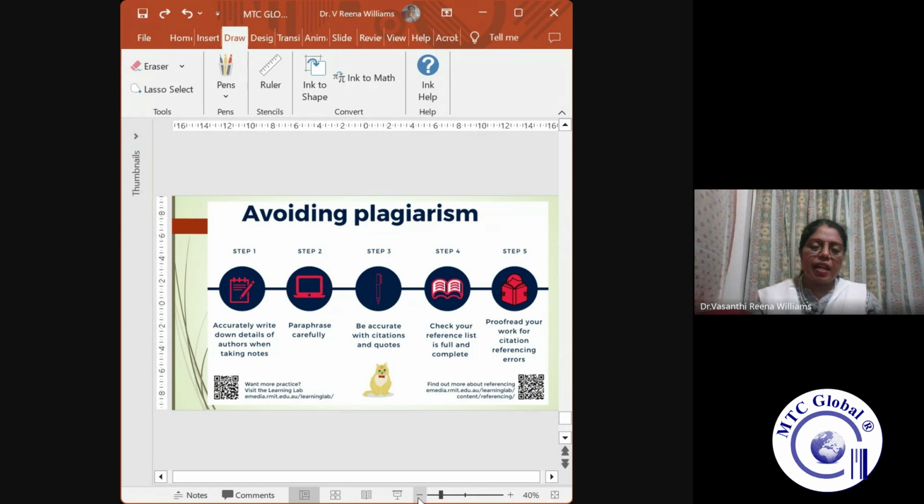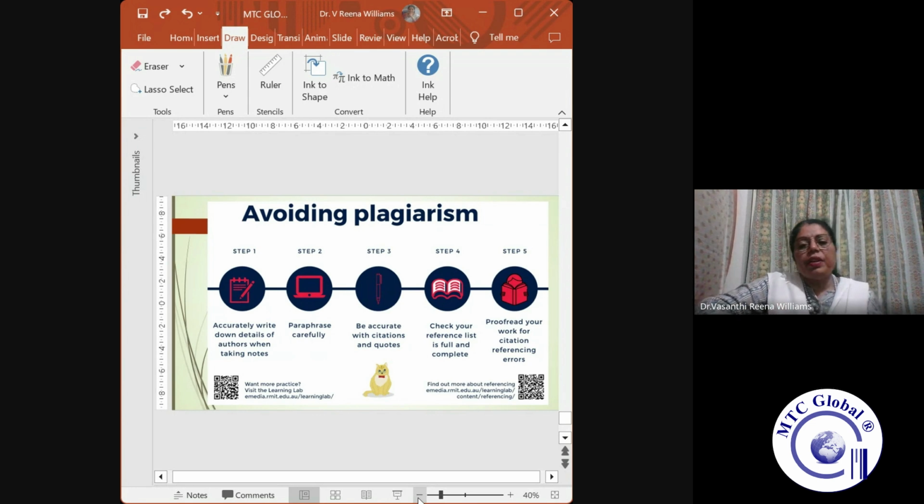Secondly, paraphrase carefully. Nowadays, apart from the plagiarism test, you also have to do an AI test to find out how much of the content in your article has been copied from artificial intelligence. So paraphrase carefully. Paraphrasing means you're giving the justification, but putting it in your own words. You're saying that this idea was written by one XYZ author, and I am taking that as part of my study.